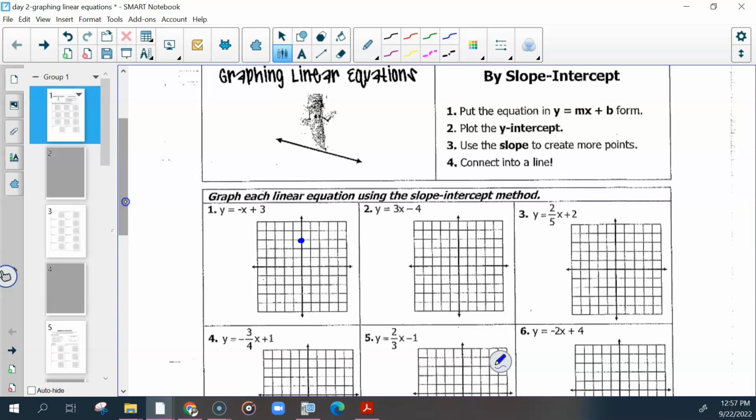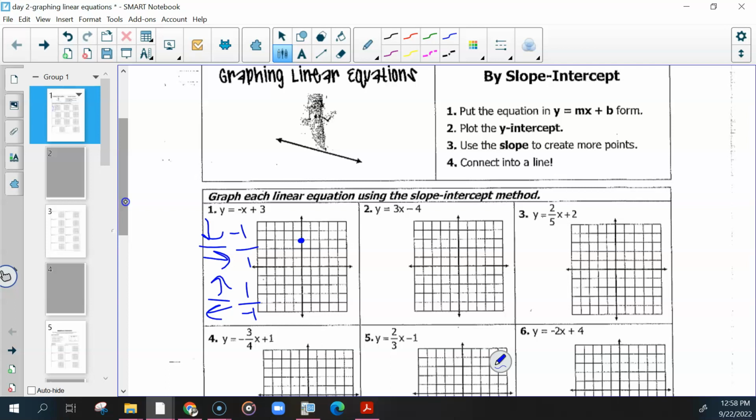Down and to the right, and up and to the left. Okay, so our slope is -1, so we can go down 1, right 1, or up 1, left 1. We're going to do both of those.